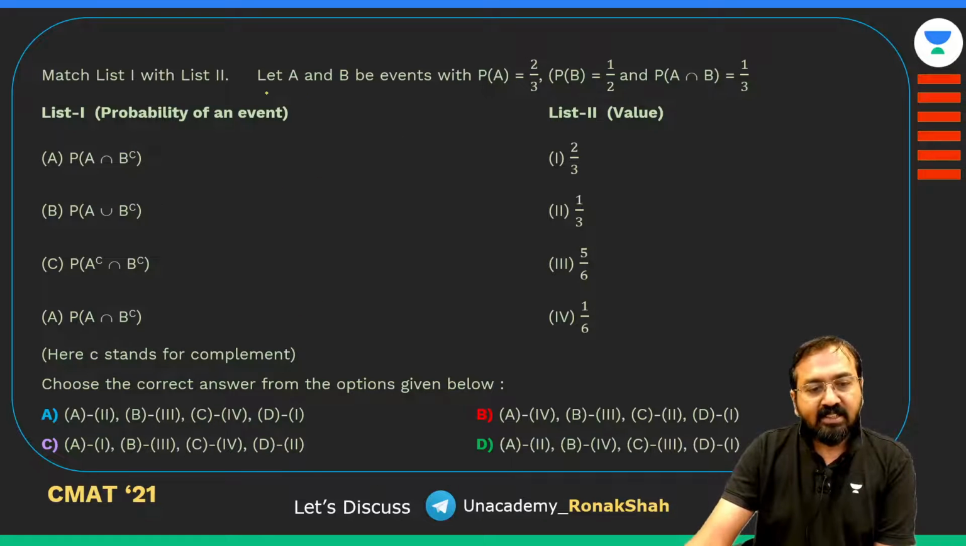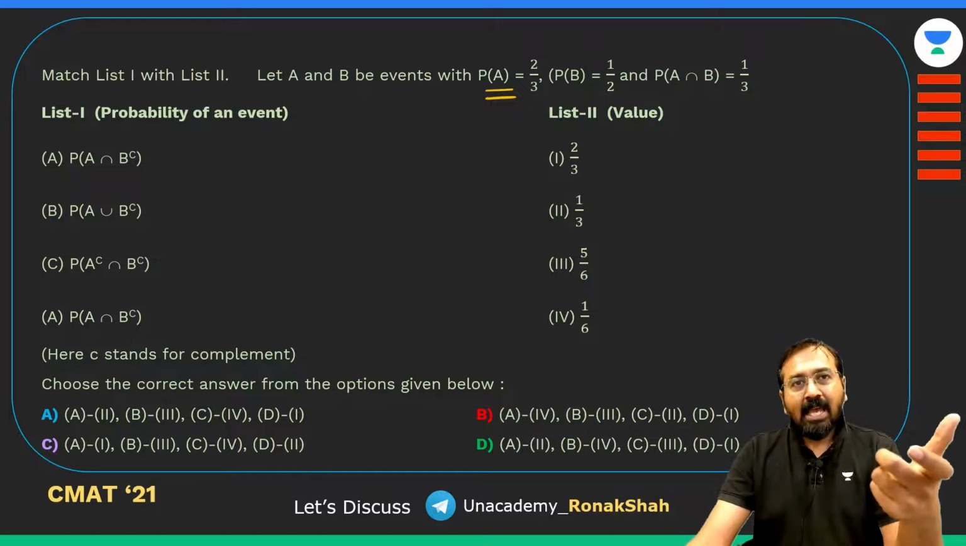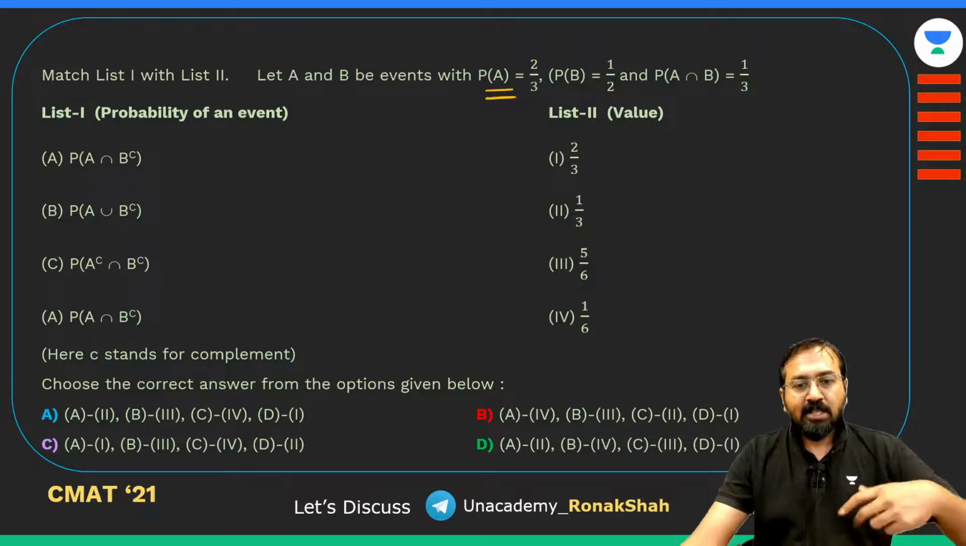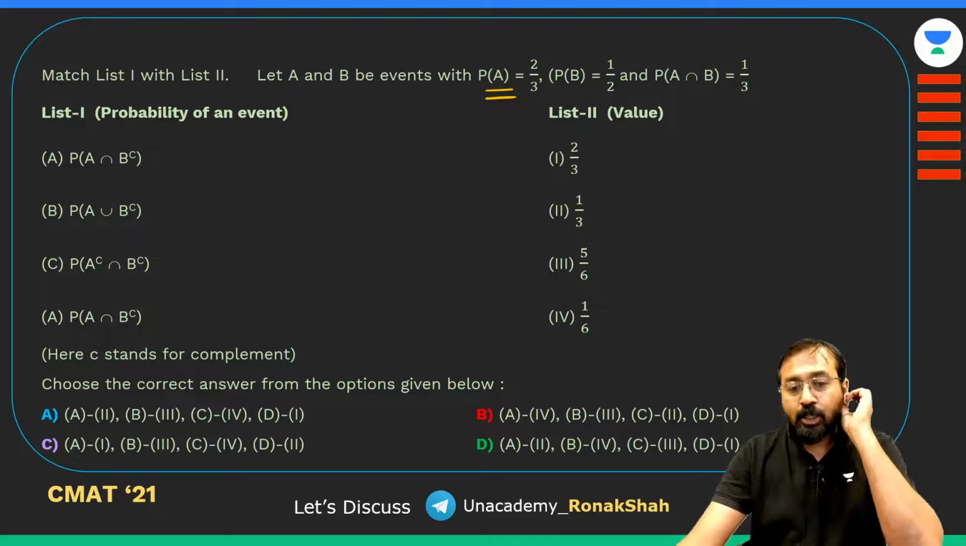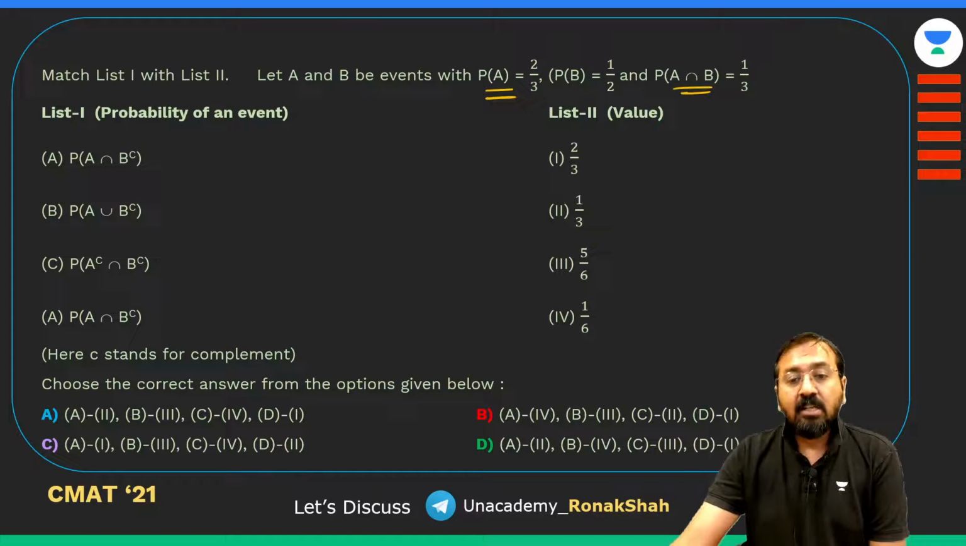So they are saying there are 2 events A and B, and the probability of event A is 2 by 3, meaning event A happens 2 times out of 3 times. Probability of event B is 1 by 2, that is 1 out of 2 times, and the probability of A and B both happening is 1 out of 3.